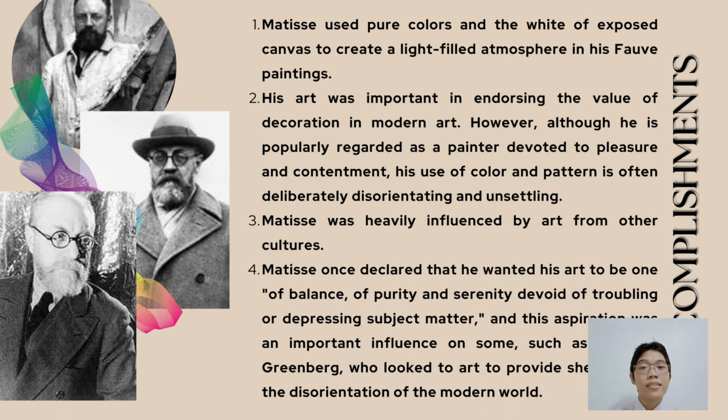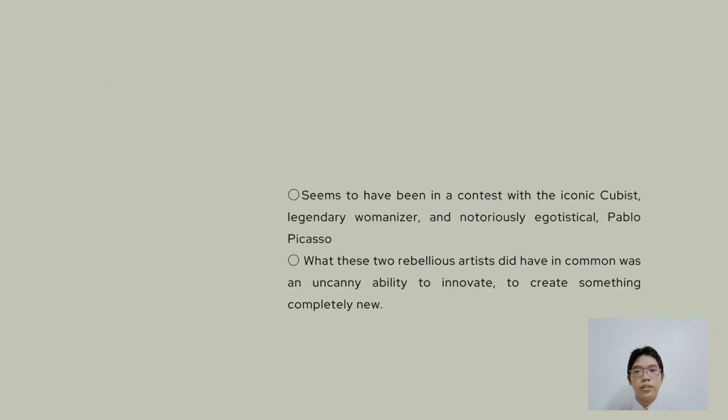And Matisse once declared that he wanted his art to be one of balance, of purity, and serenity, devoid of troubling or depressing subject matter. And this aspiration was an important influence on some, such as Clement Greenberg, who looked to art to provide shelter from the disorientation of the modern world.